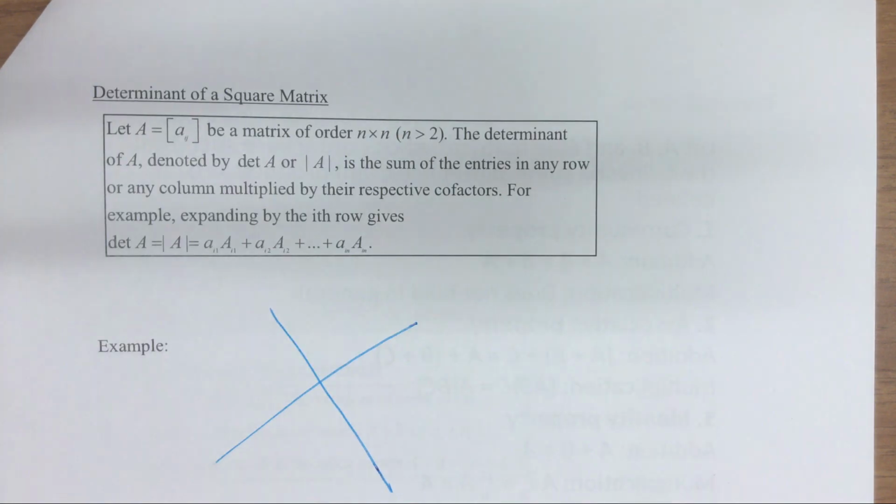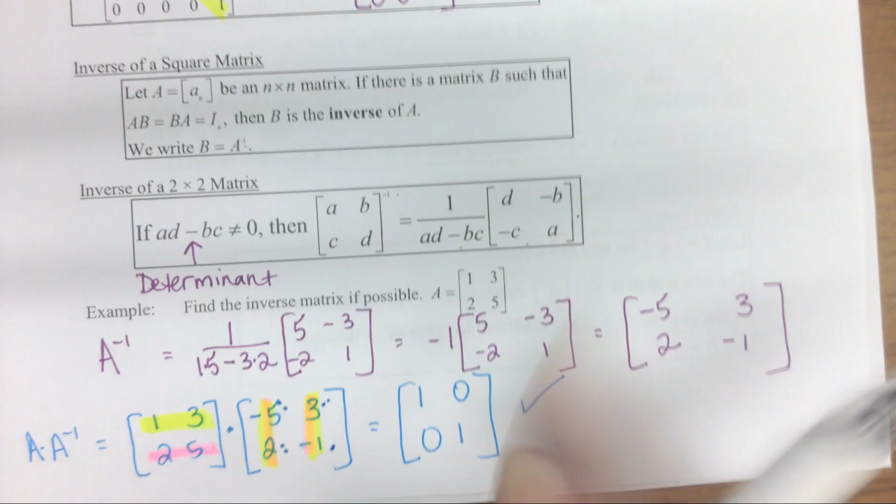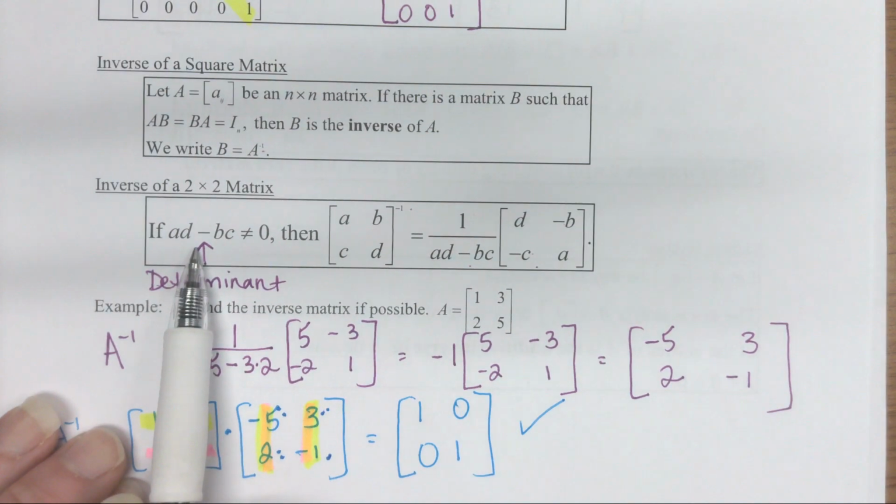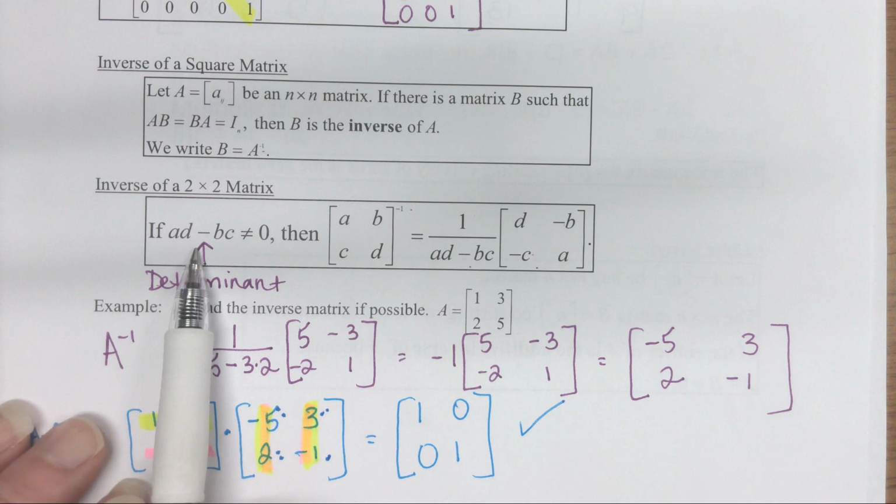What you're going to use, though, is the determinant button on your calculator if I ask you to do anything beyond a 2 by 2, because for a 2 by 2, the determinant is just that, so not a lot of work required, right?